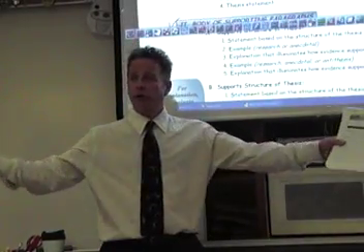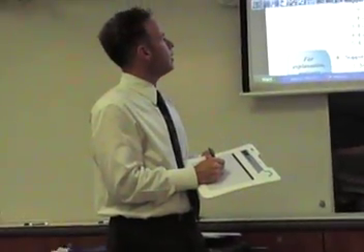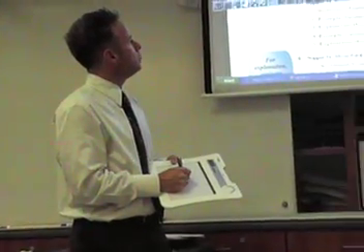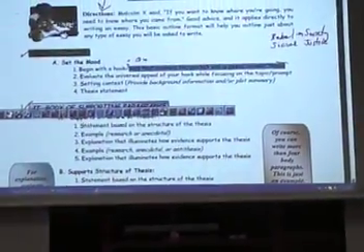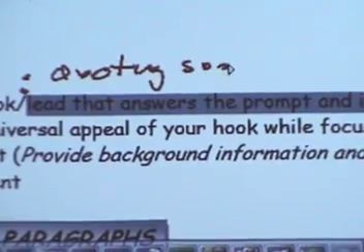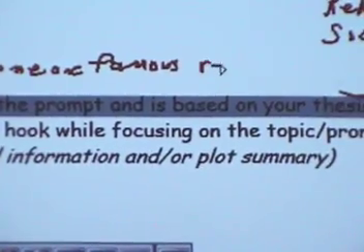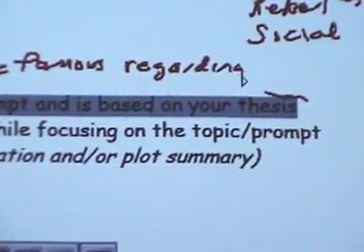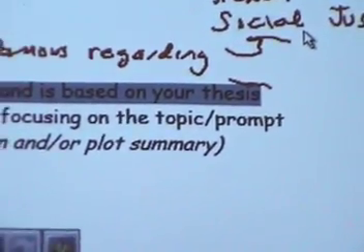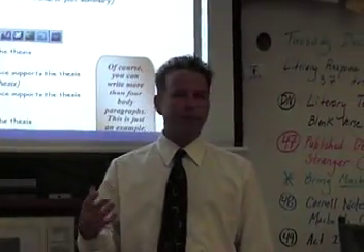It's an upside-down triangle, so you're trying to reach as wide an audience as possible. Okay? So, let's just say here that you decide, you know what? I'm going to begin with quoting Montaigne, someone famous, regarding social justice. What's happening right now in the news almost every day when you turn on the TV or go on the internet? Yeah, the Occupy Wall Street or Occupy LA.